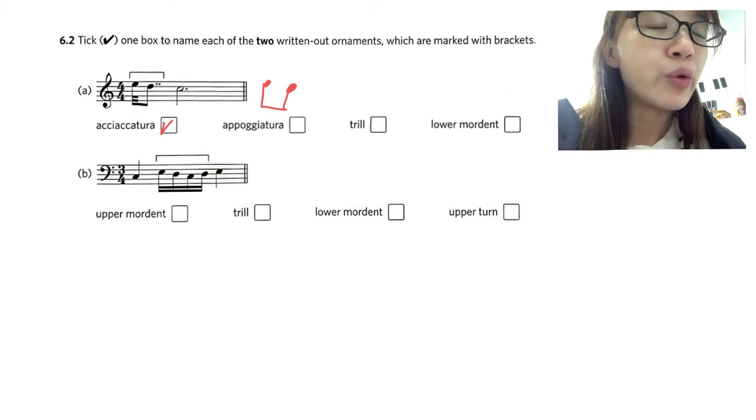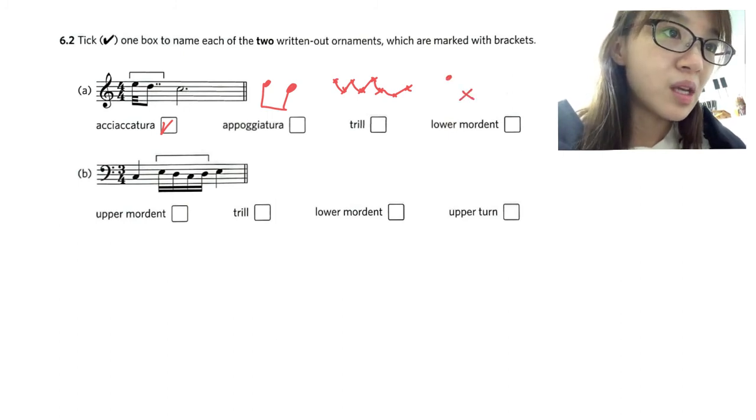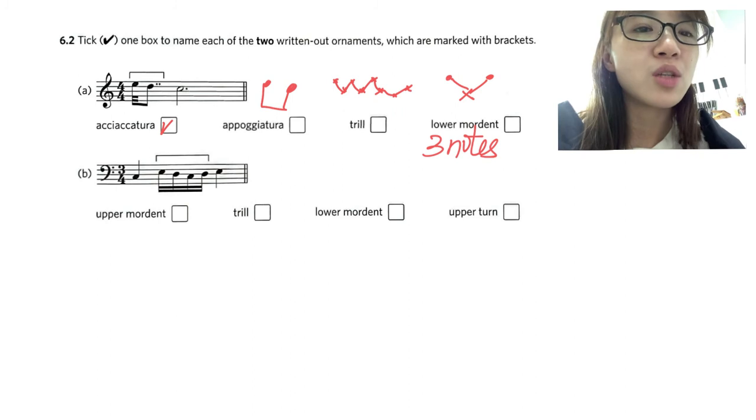Trill, we know, has an alternating type, two notes, up, down, usually at the end, like you will end, di-da-da-dum. So you have da-dum, da-dum, da-da-da-dum. Lower mordent usually is three notes. You have a lower note here. So da-da-dum. Usually this is three notes. So the answer is acciaccatura.